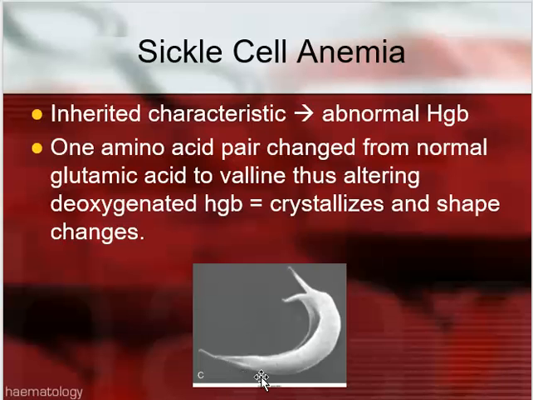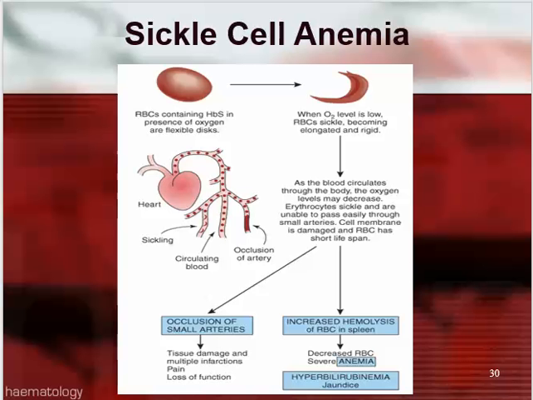This is what the red blood cell looks like when it sickles. Now, it's really just an amino acid pair changed. And so therefore, you have the wrong protein. And when the hemoglobin is deoxygenated, on losing the oxygen, it sickles. It goes into this shape. So when it's got oxygen, it's the normal flexible disc. When the oxygen levels get too low, it will sickle. You'll occlude the small arterioles and that kind of thing. Can cause infarctions, pain, that kind of thing.